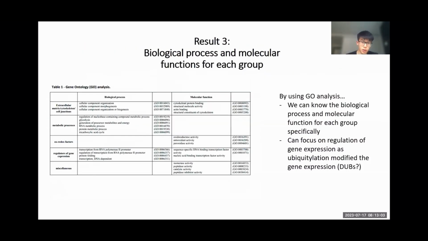And then by using the GO analysis, we can understand the biological process and molecular functions. This one we can just go through a bit, not in great detail. But yeah, as the previous IPA analysis shows, I think you can mainly focus on regulators of gene expression, because we know ubiquitin can modify DNA changes by translocation and do very many types of things. And I'm just thinking, can we use any type of DUBs?